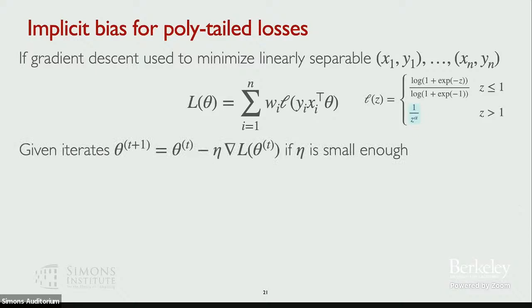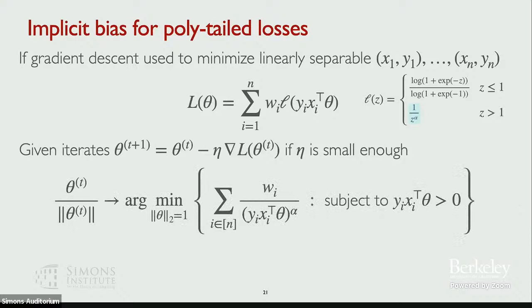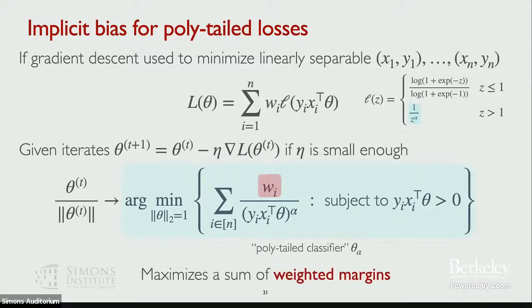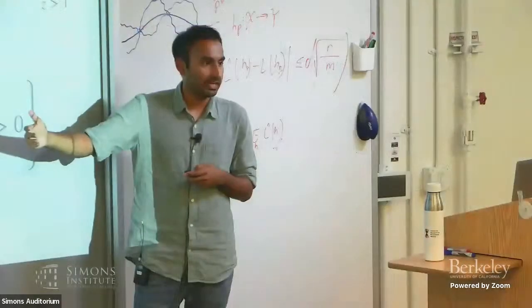Now, again, you run the iterates of gradient descent with small enough step size, and you find that the direction now converges to something different. This converges in direction to something we call the poly-tailed classifier, theta alpha. Here you see that it does depend on the weights. So that's a good sign. What you can think of it as doing is fitting all data points correctly, and then trying to maximize this weighted margin.